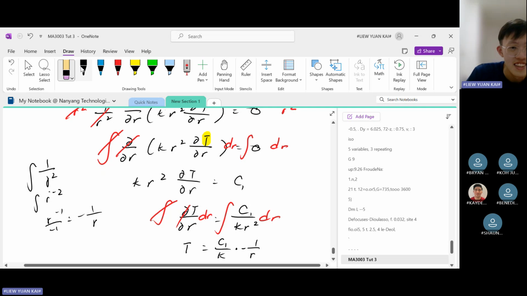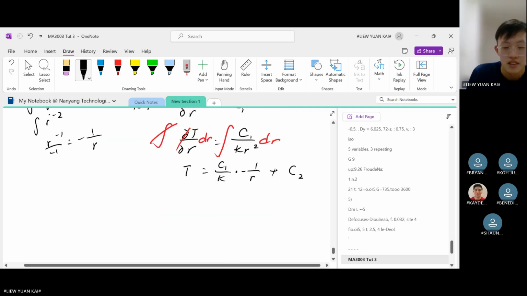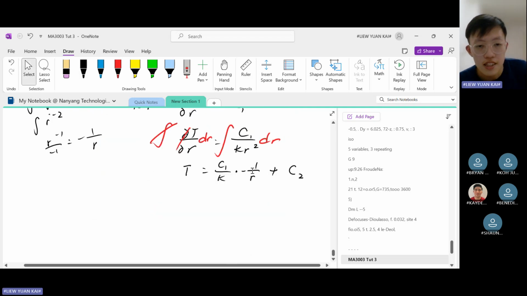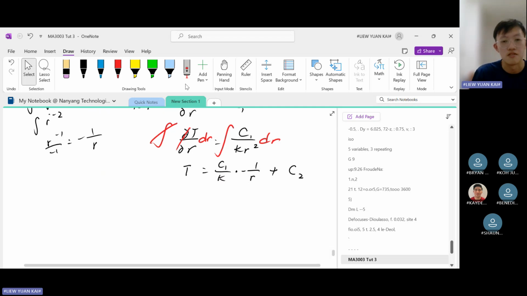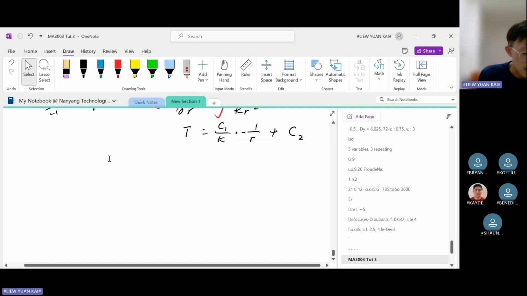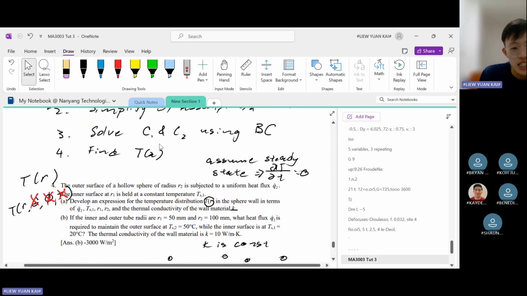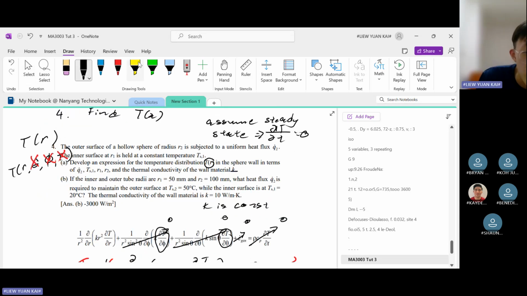Okay, sorry. And don't forget your arbitrary constant. So that's it. This is actually T of r, but we don't know the unknown constants C1 and C2, so we need to solve them using the boundary conditions. Let's have a look. How do we get the boundary conditions? It's given by the question. Let's read the question again.